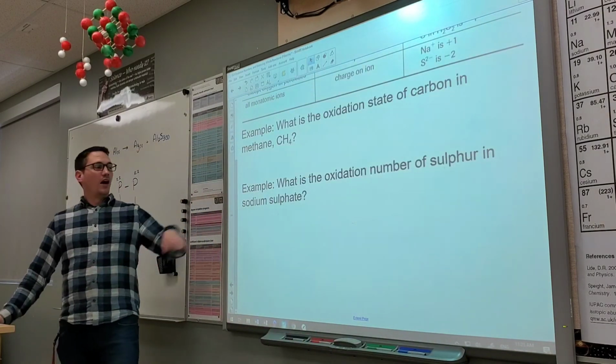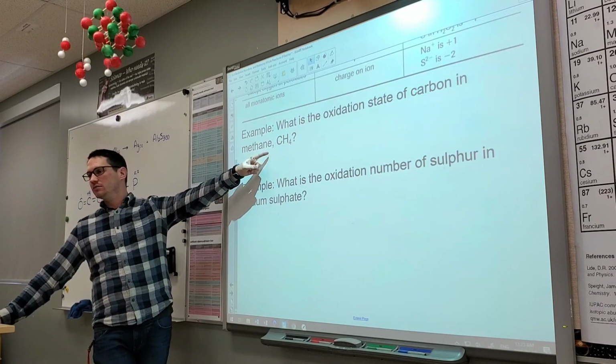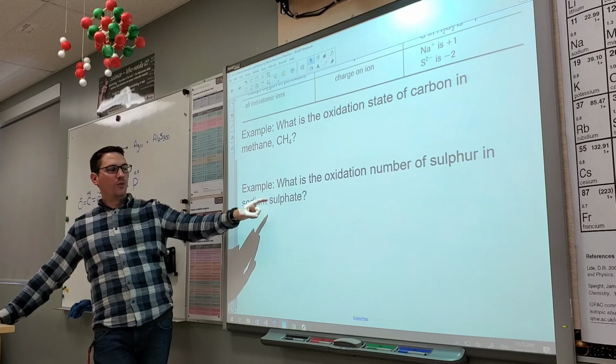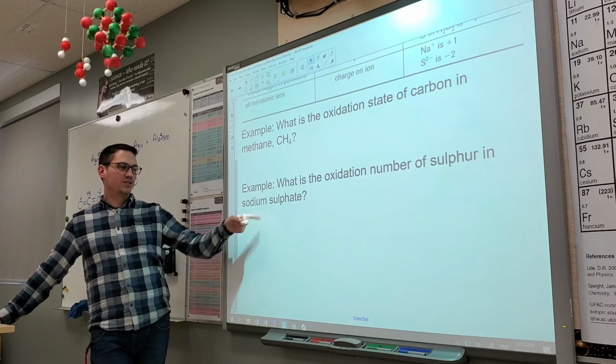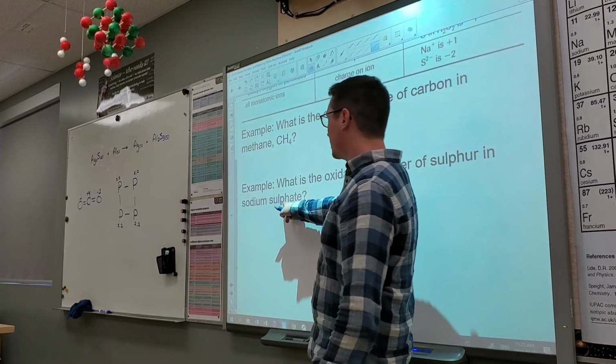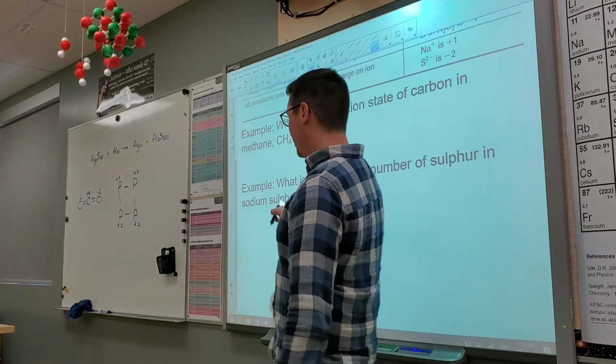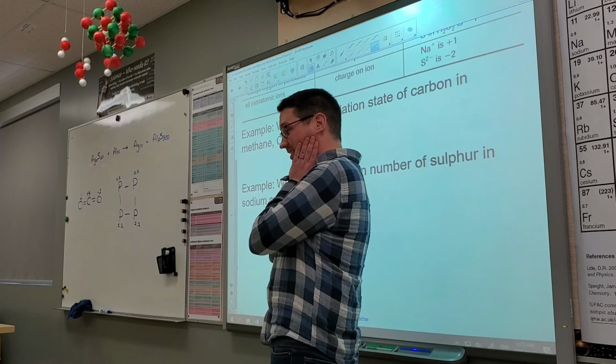I want you to try and figure out what's the oxidation state of carbon in methane, okay? And then I want you to find out what's the oxidation number of sulfur in sodium sulfate. Sorry, this is my bad. I'm using the British spelling for it. Does anybody know the formula for sodium sulfate?